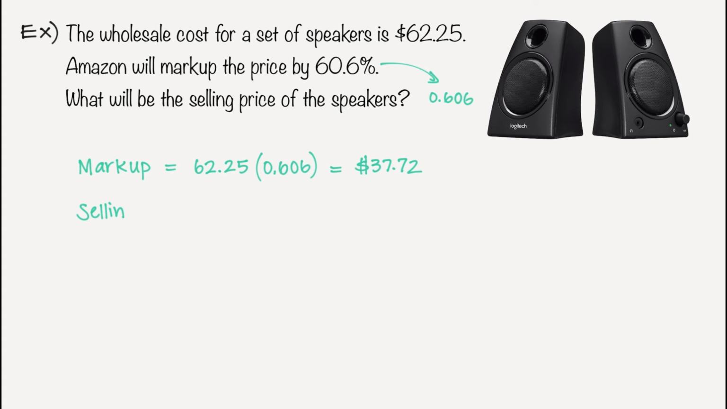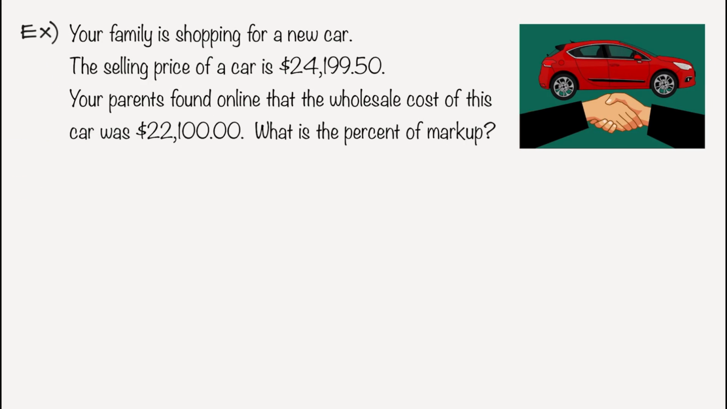$37.72. So now to find the selling price, I'm just going to add the wholesale cost, which was $62.25, plus the markup amount of $37.72, and that's going to give me a grand total of $99.97. So that is what you would see on the price tag, okay? All right, let's go ahead and move on to a new example.